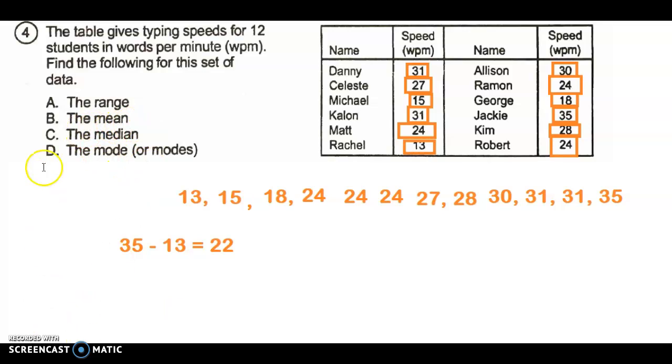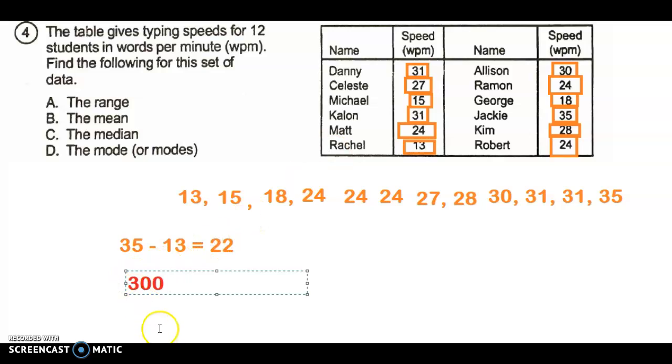Then the mean is going to be when you take all these numbers and add them up. So I have to do 13 plus 15 plus 18 plus 24 plus 24 plus 24 plus 27 plus 28 plus 30 plus 31 plus 31 plus 35. And then I should get a number. I'm going to cheat and use a calculator, guys. So one second. All right, so once I added them all together, I'm writing in red now, I got 300.